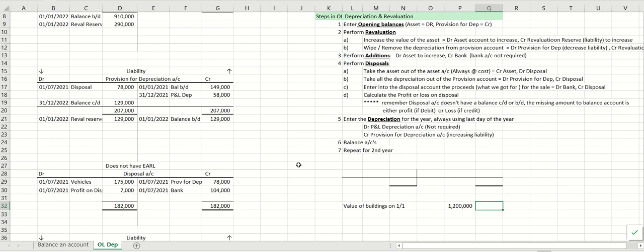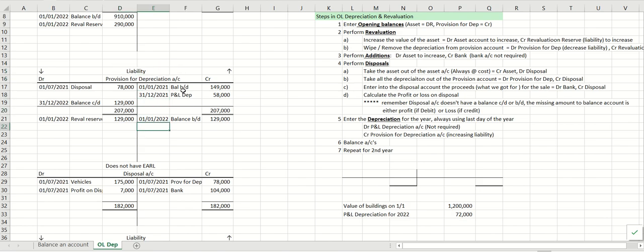And they're saying our depreciation will be 6% of that. So you're going to divide by 100 and multiply by 6 to get 6% of something. So we divide by 100 and multiply by 6, and that gets us our P&L depreciation value. So P&L depreciation value, 6% of 1.2 million. And we're going to enter our depreciation for the year.